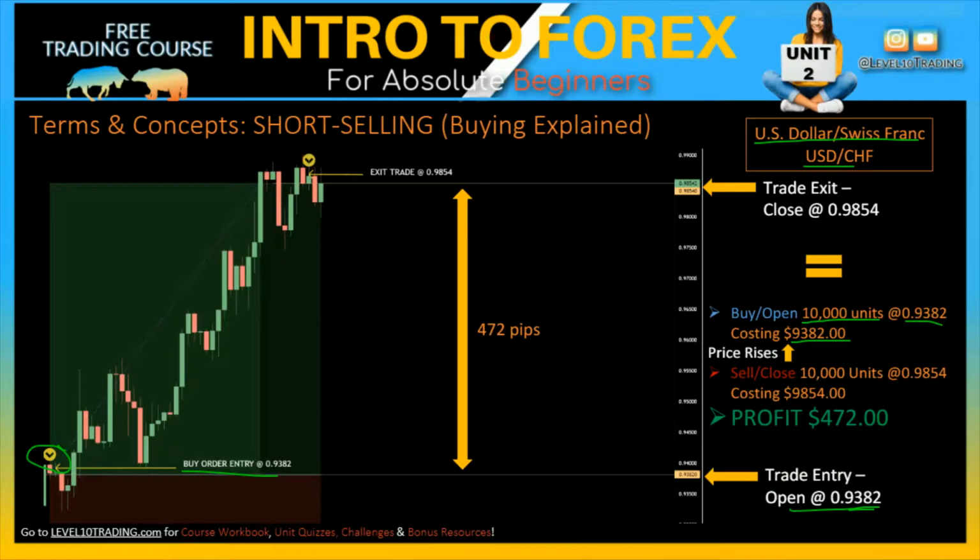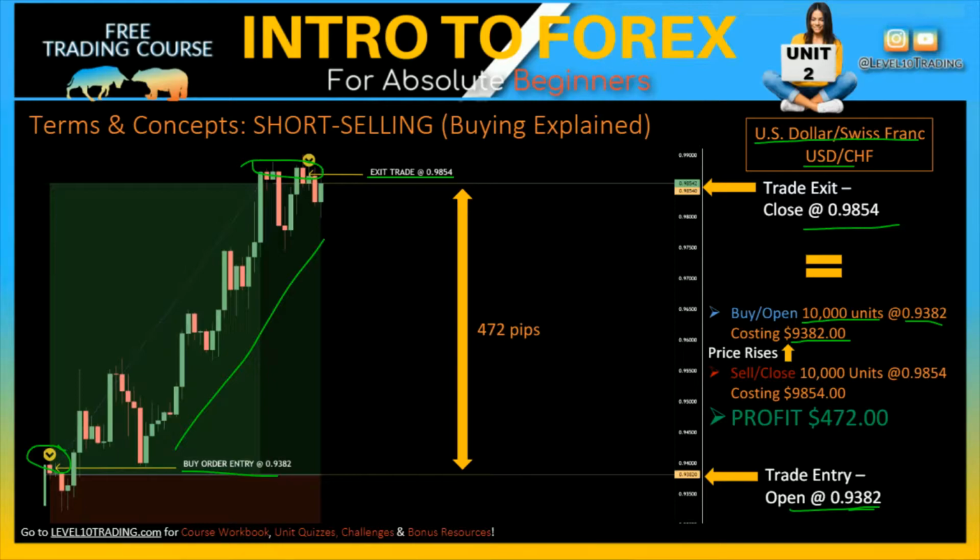Now, in this example, price absolutely, which is awesome, goes in our favor, and we see the currency price increase here into a price point of 0.9854. And let's just say that we see the market starting to go into some consolidation here and failing to push price higher. And according to our trading plan, we decide to exit the trade and close here at this 0.9854.